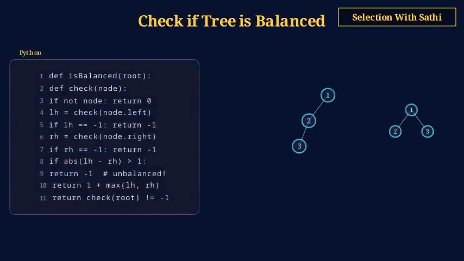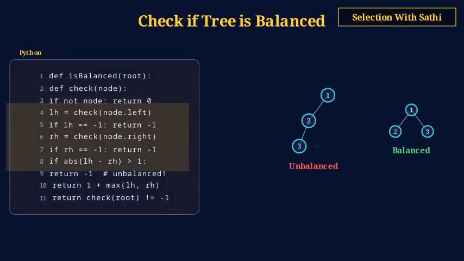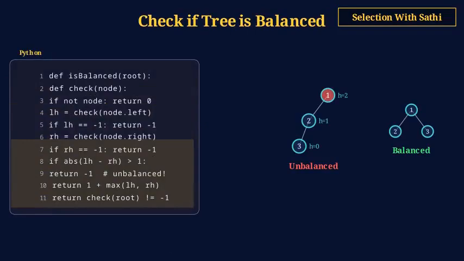A height-balanced binary tree has the property that for every node, the height difference between left and right subtrees is at most 1. The clever trick is to use -1 as a sentinel value. Look at line 6. If the left subtree returned -1, it is already unbalanced. Propagate -1 upward immediately. This is the early termination.